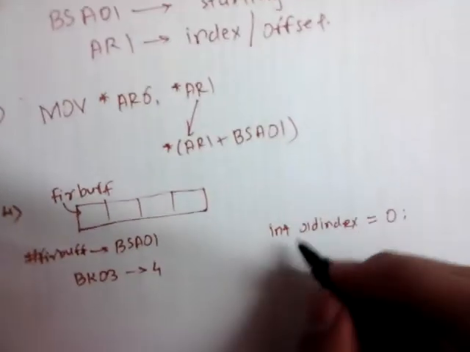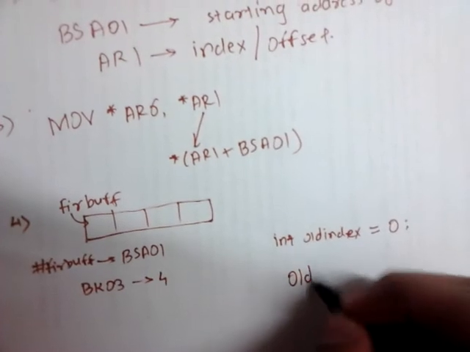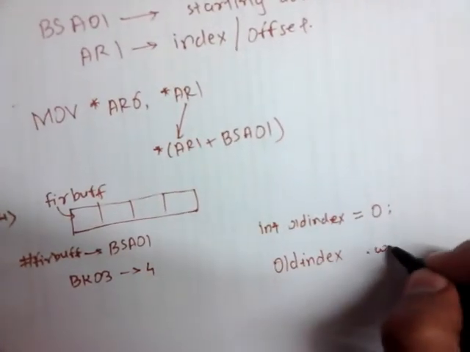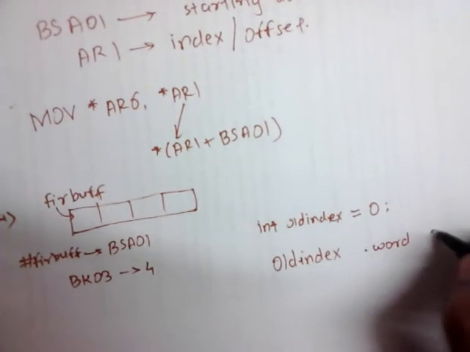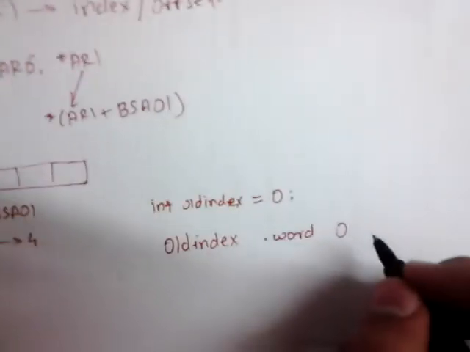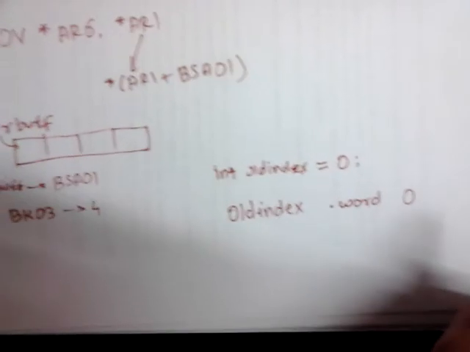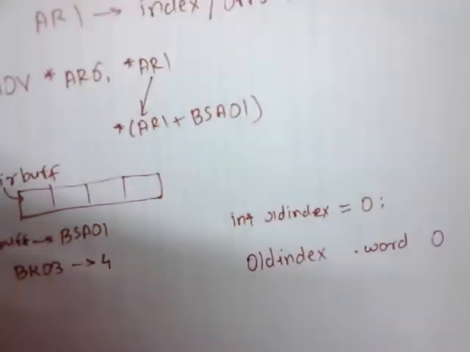So in assembly you write it as old index dot word and value with which you want to initialize your variable. So it has already been done in your skeleton code. So refer your skeleton code for that.